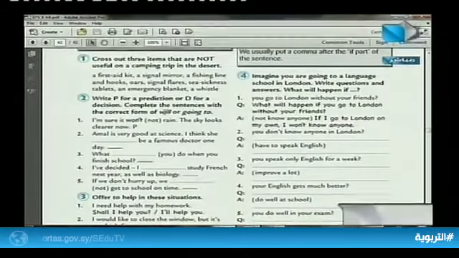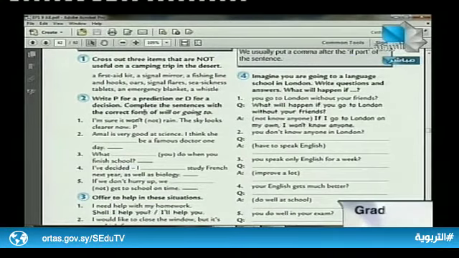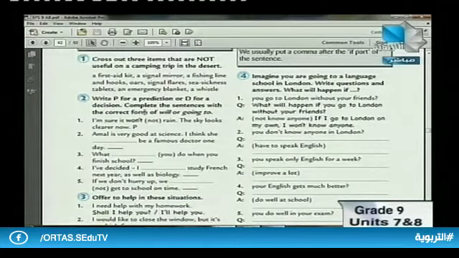Write P for a prediction or D for a decision. Complete the sentences with the correct form of will or going to. We know that when we have a prediction, we write P. When we have a decision, we write the letter D. Then we use going to or will. Will for prediction, going to for decision. Let's have number 1 as an example.